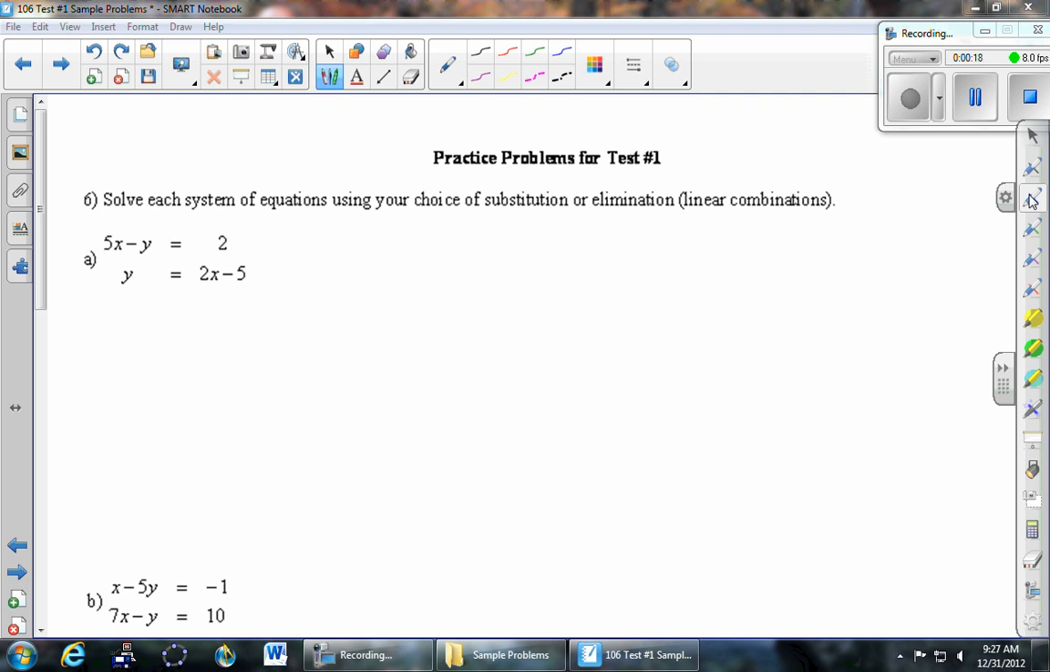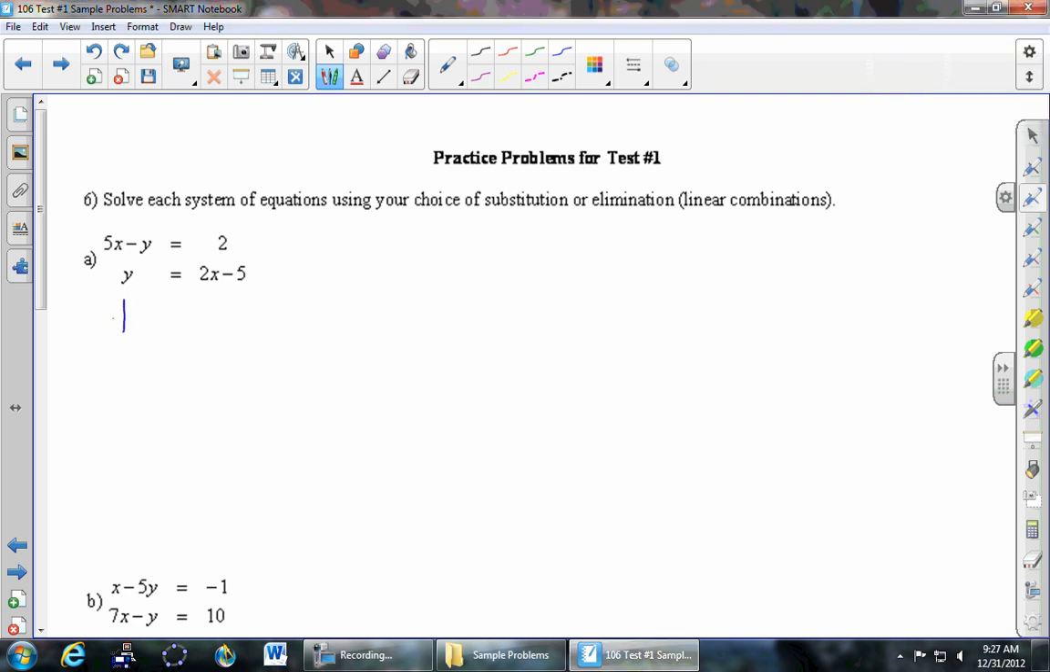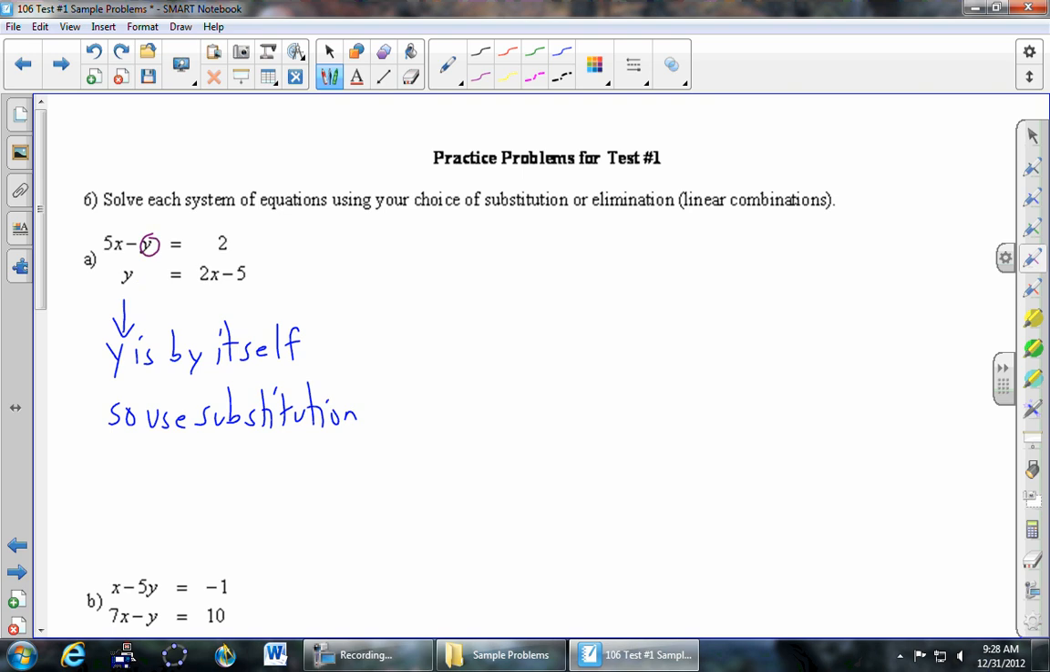So for me, this problem is more appropriate for substitution because one of the variables is already solved for. It's not to say you couldn't use the elimination method or the linear combinations method, but for me, this one is more naturally a substitution problem. So what does that mean? It means you take the y value in the one equation and you replace it with the y from the other equation. So instead of this y right here, we're going to put what y is equal to in the bottom equation.